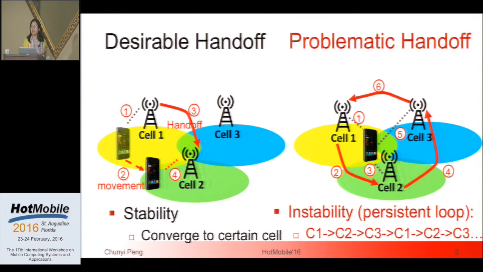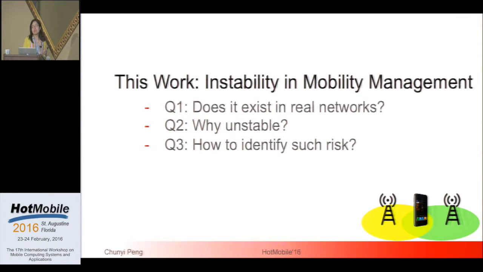However, in reality, handoff may not be as stable. The right figure shows another example. We put the phone at one location, and we assume the network environment doesn't change. So we hope the phone will stick with one serving cell. Unfortunately, we see the serving cell oscillates among 3 cells, forming a persistent loop. So it is never stabilized. This will definitely harm the performance of both carriers and users. So this inspired our study.